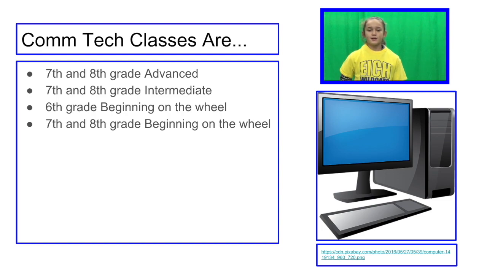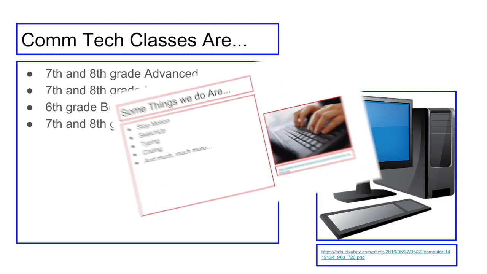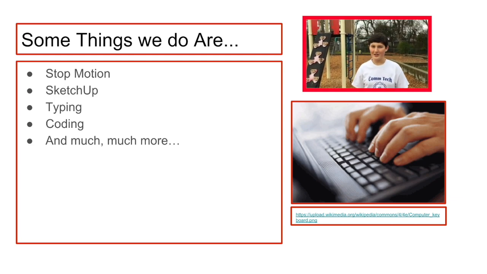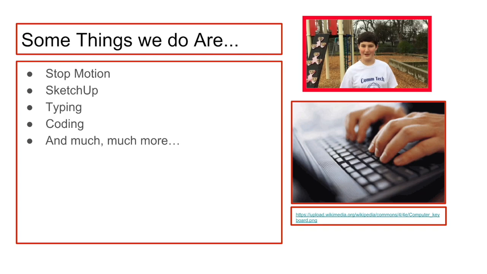We also have the wheel for 7th and 8th graders, intermediate Comm Tech, which is one trimester long. And last, we have advanced Comm Tech, which can be taken by 7th and 8th graders. Here at Eich, we make the videos that go on our YouTube channel. We also do things like SketchUp, coding, and typing.